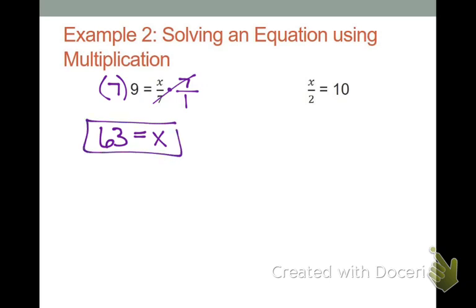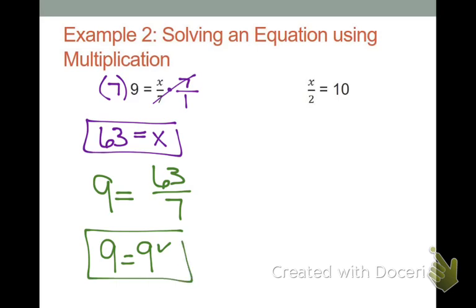All right, so just as a recap, why did I multiply both sides by 7? Why not some other number? Because that's what was connected to the variable. So I didn't multiply both sides by 9 because 9 was not what was connected to the variable. 7 was. All right, so again, I need to check. So I just come down here. 9 equals 63 divided by 7. And what's 63 divided by 7? So 9 equals 9, and it checks out.